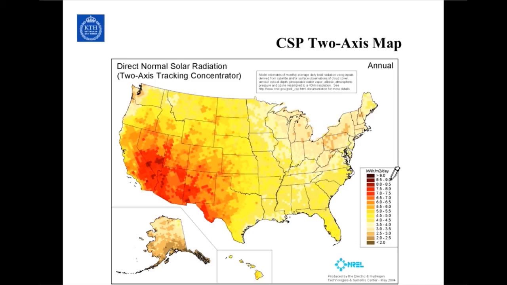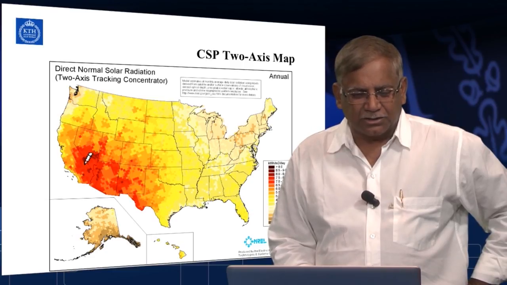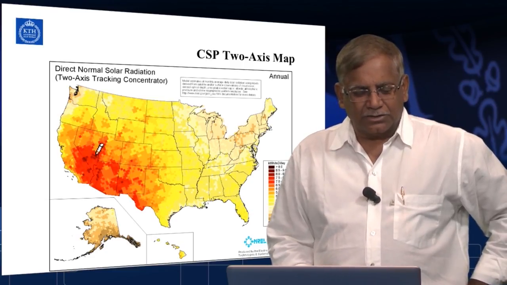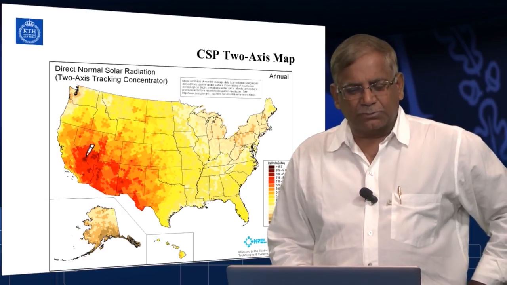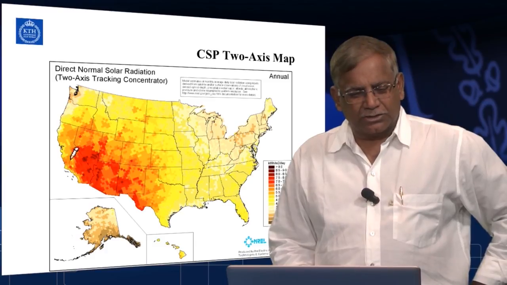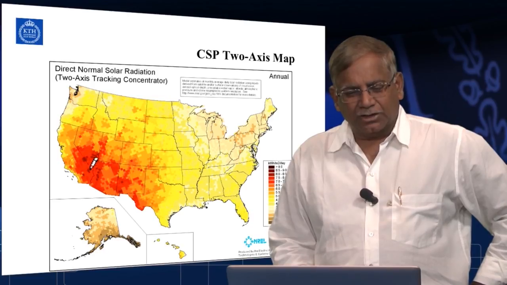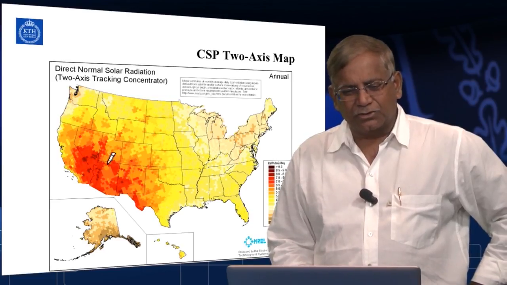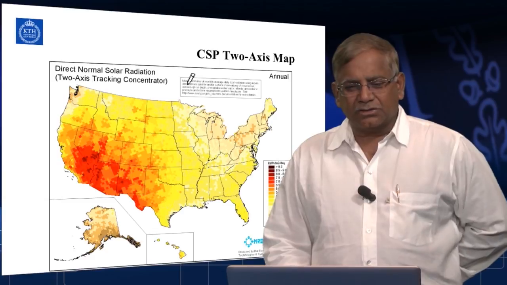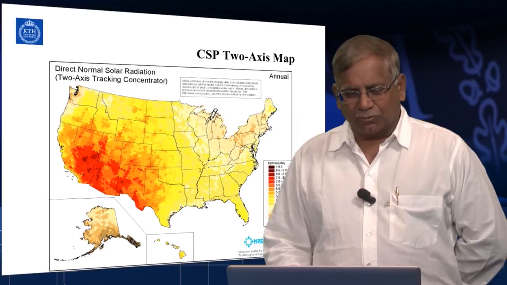So you can see that in this black color here, you can get very high insolation, and this is where, for example, most of the CSP plants in the United States are located, these dark colors. If you put a CSP plant here, you generate a lot of power. Close to about 4 gigawatts of CSP plants have been installed now, and they are operational. And when you have insolation that high, two-axis solar tracking works quite well.